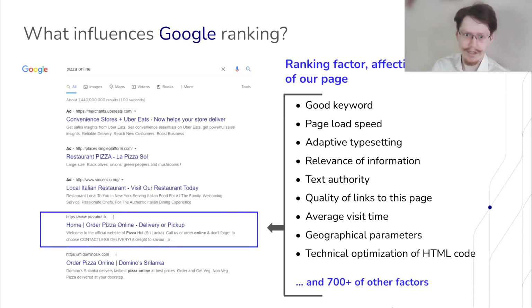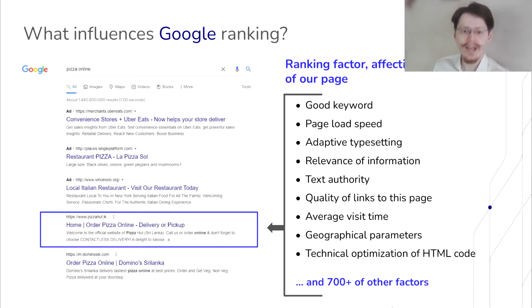Some of them are good keywords, for example, fast loading pages of your website, adaptive typesetting, so is it comfortable to look through on a mobile phone, for example. It is relevance of information. For example, if there is a lot of info on your website that dates back to 2010, then Google thinks that this website is abandoned. So what you need to do is to refresh that.